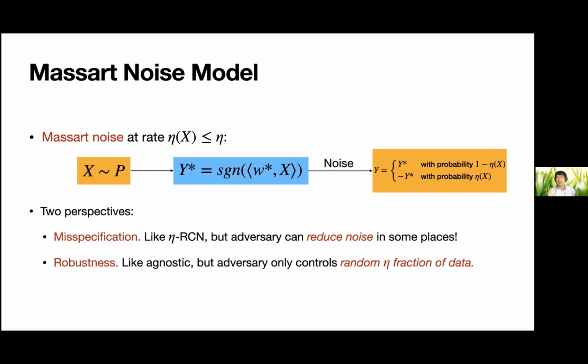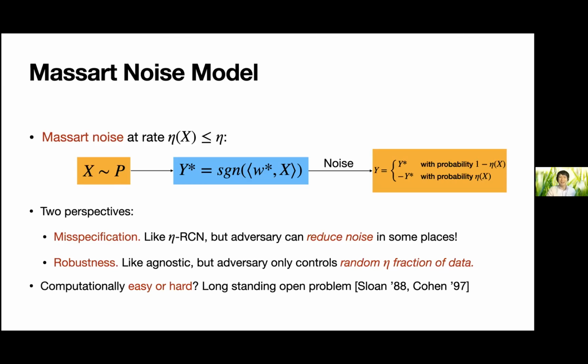But somehow in one, it looks like we should be able to do something. In the other, it sounds like maybe this will be difficult, just like agnostic learning. And because there are two different intuitions which conflict, it's been a long-standing open problem to understand what we can do in this model. It seems that the first person who asked this question was Sloan, in the 80s, and it's been posed multiple other times by others.